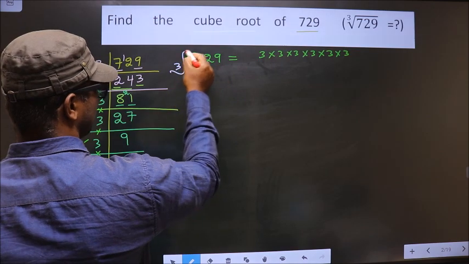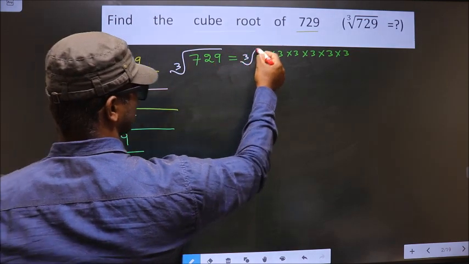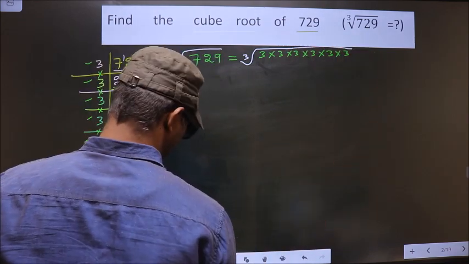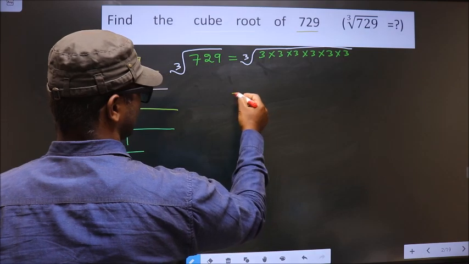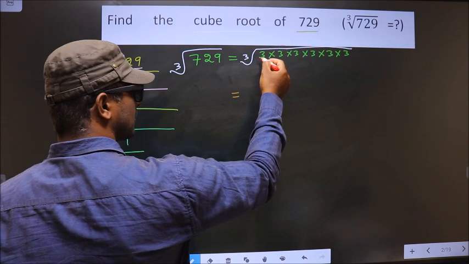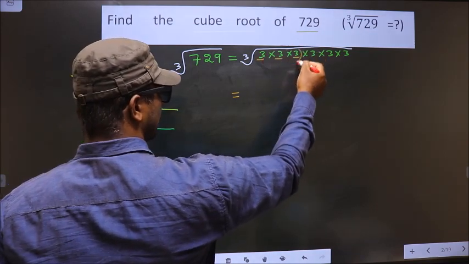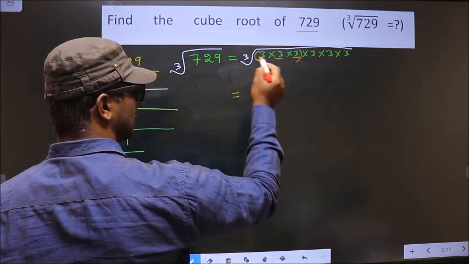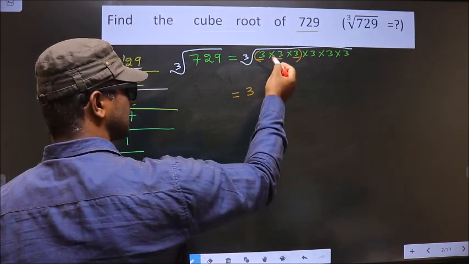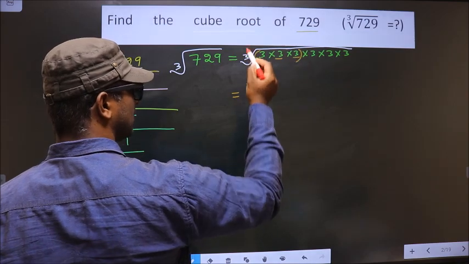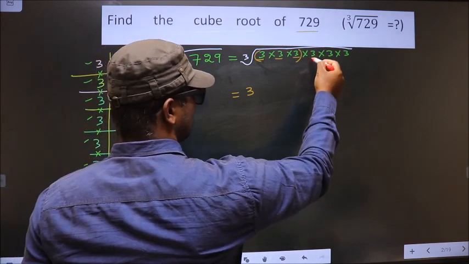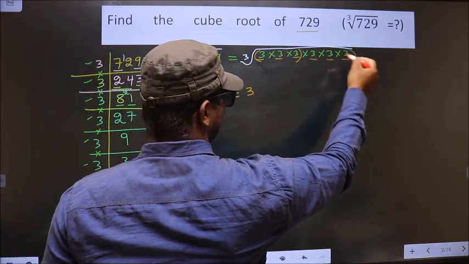Cube root means take the cube root on both sides. Okay. Next. Now, we have a property for the cube root. Inside the cube root, whenever a number is present 3 times, that number will come outside and it will become only once. I repeat, if a number is present 3 times inside the cube root, it will come out, then it will become only once.